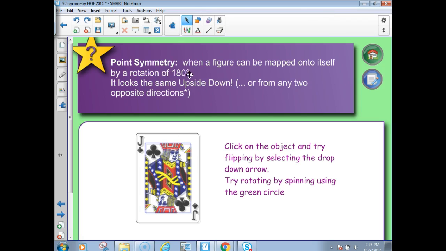All right, point symmetry is special. It's when a figure can be mapped onto itself by a rotation of 180. So you're going to need to know that that's called point symmetry. It looks the same upside down, or from any two opposite directions. So check out this jack.